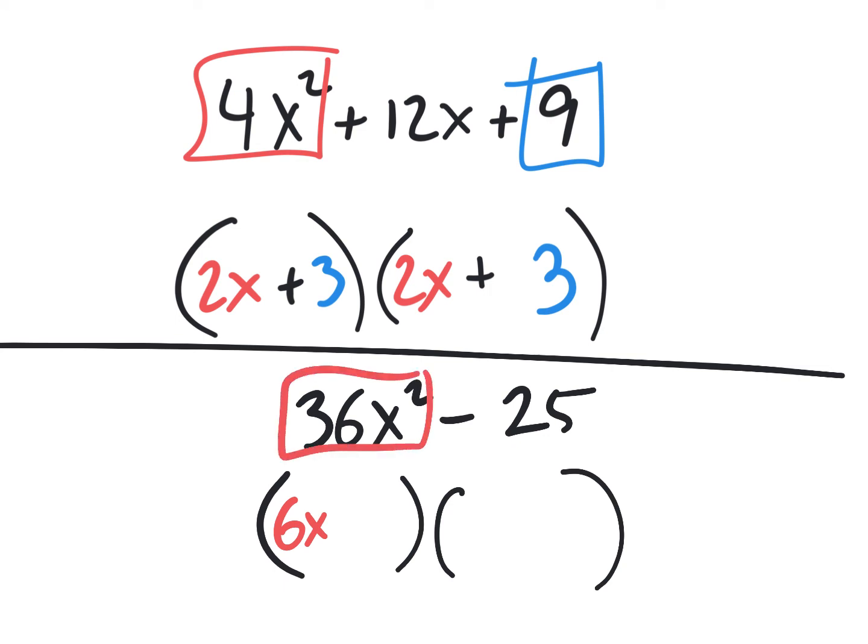Yep, the square root of this guy is 6x, and the square root of this guy is 5. And of course, if you want it to be a negative 25 at the end, this has to be a positive 5, and this has to be a negative 5. Or the other way around, a negative 5 and a positive 5. Either way, they have to be different, the signs. And there's your answer, okay? Keep in mind that some quadratic trinomials, some polynomials are not factorable.